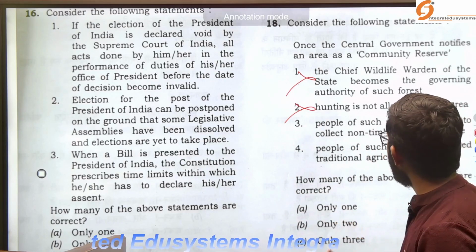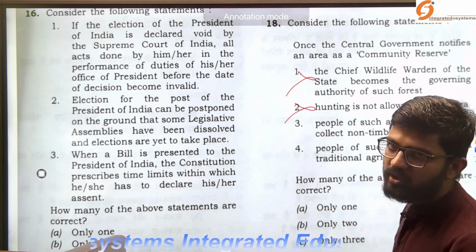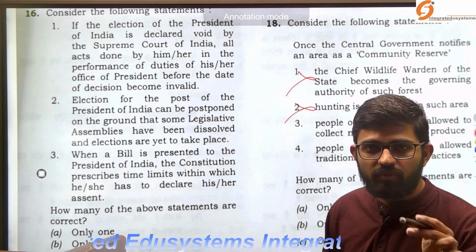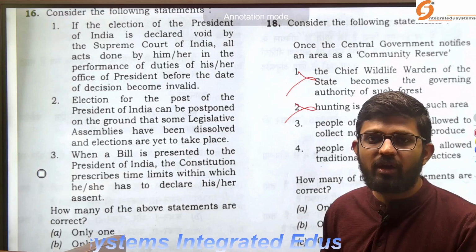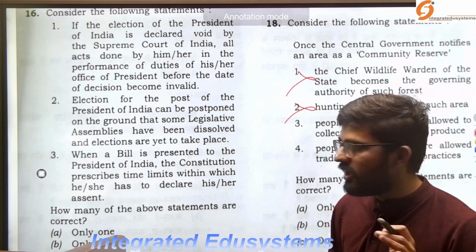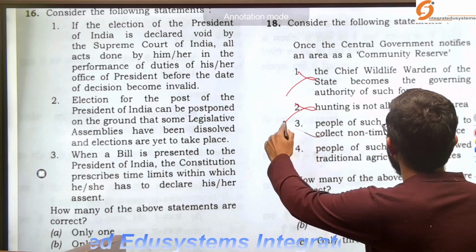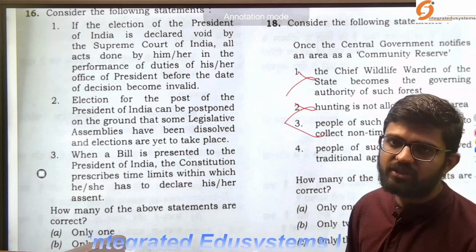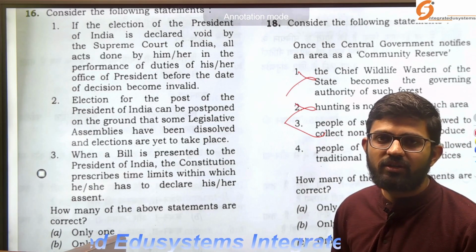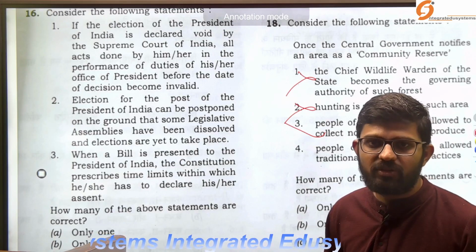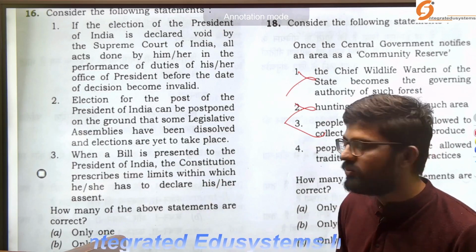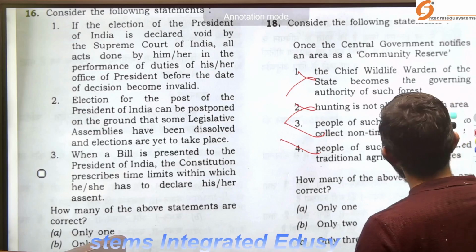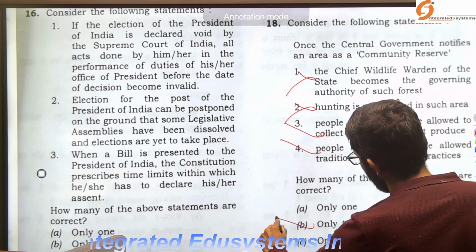People of such area are allowed to collect non-timber forest produce. Yes, here we are recognizing the role of the people, and when we recognize the role of the people, we also understand that they have basic needs. So under this act, it is fulfilled. And people of such area are allowed traditional agriculture practice. As we know, traditional agriculture practices are not much against the environment compared with the conventional agriculture that we do. So this option is right. So we can say the answer is only and only B.